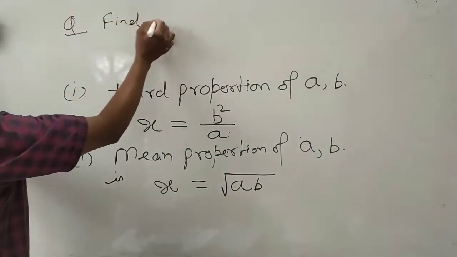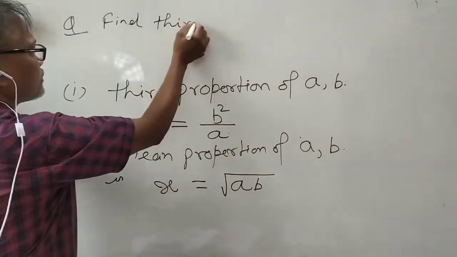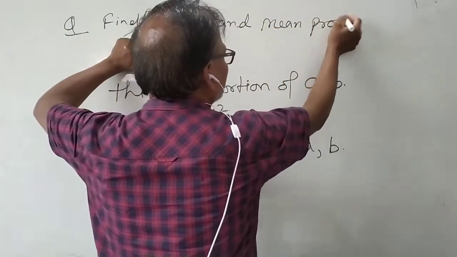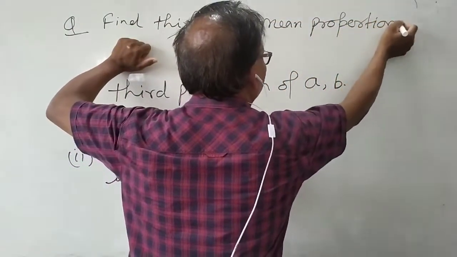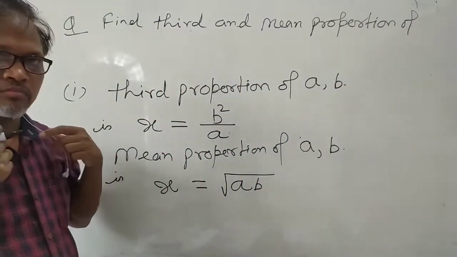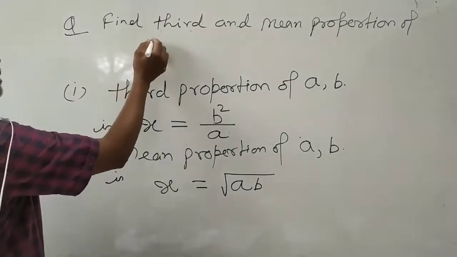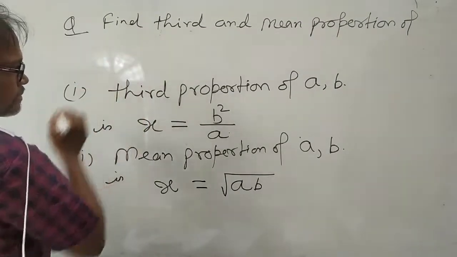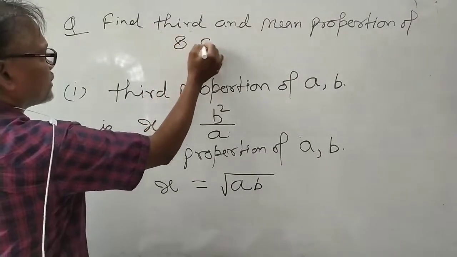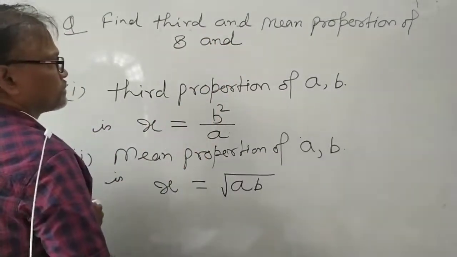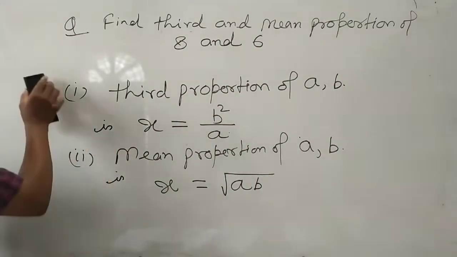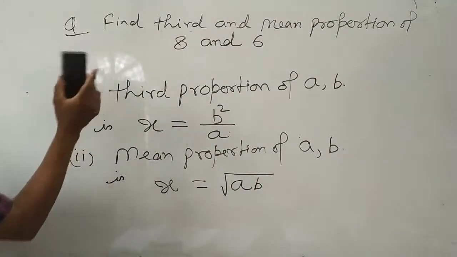find the third and mean proportion of 8 and 6. You have to find the third proportion and mean proportion of 8 and 6.